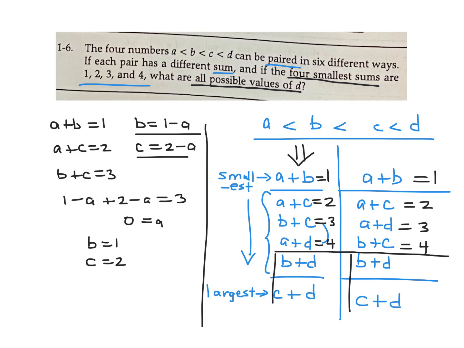And therefore, using this guy, D would be 4. Okay, that sounds reasonable to me. So D is 4 is one possible value. So let me just put that here. D is equal to 4. And perhaps we can get another one.